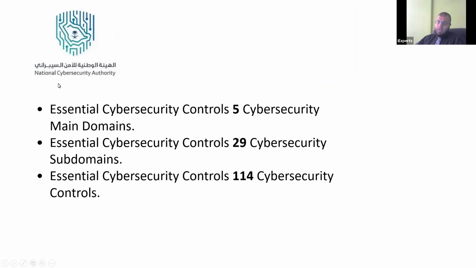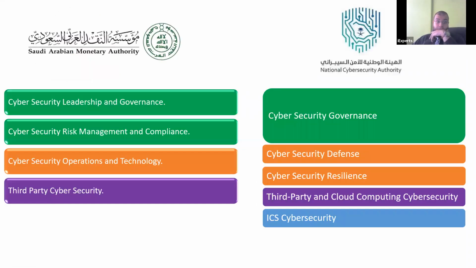In the NCA, in the Essential Cybersecurity Controls, we have 5 main domains. For the 5 main domains, we have 29 subdomains. And then, as a total, we have 114 cybersecurity controls. So these 114 cybersecurity controls are mapped to the 5 domains that we have here.